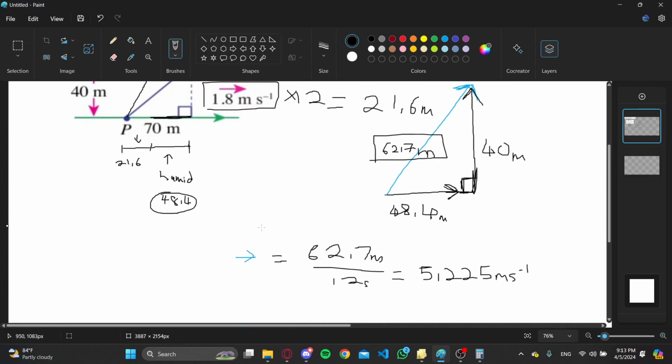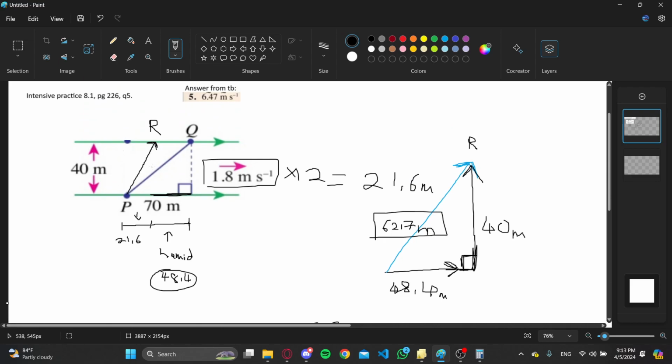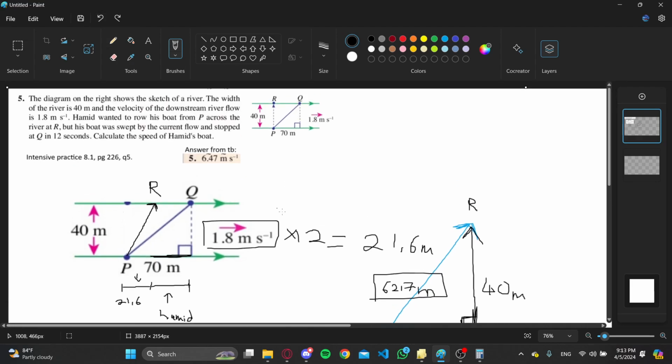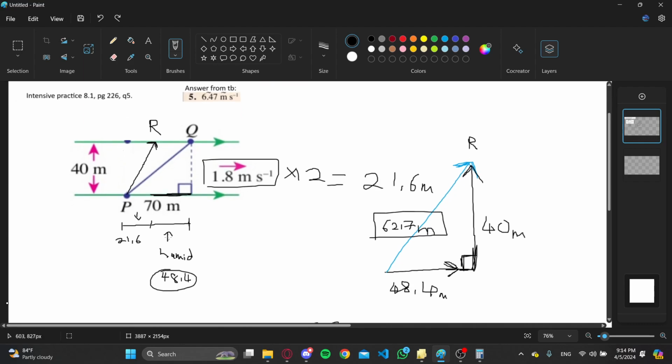I'm gonna try to recap what I just did. So we know that this river has a downstream flow of 1.8 meter per second. If he traveled from P to Q in 12 seconds, then this river would have carried him 21.6 meters to the right. So his boat would have traveled this distance here, which is 70 minus 21.6, so 48.4. That's the distance that his boat traveled without the help of the river.